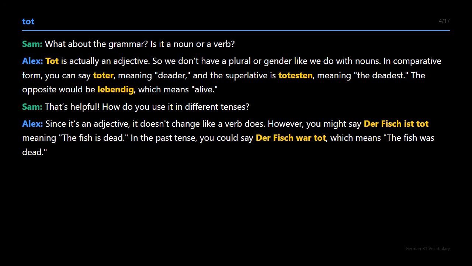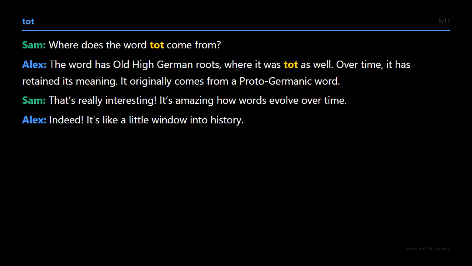Where does the word Tod come from? The word has Old High German roots, where it was tot as well. Over time, it has retained its meaning. It originally comes from a Proto-Germanic word. That's really interesting. It's amazing how words evolve over time. Indeed. It's like a little window into history.